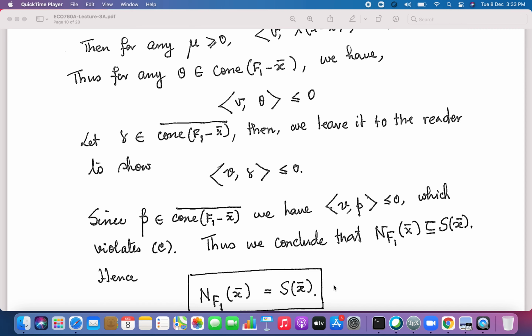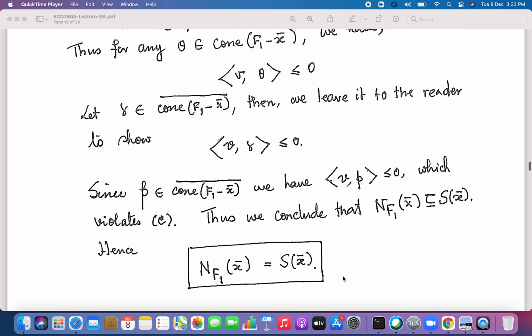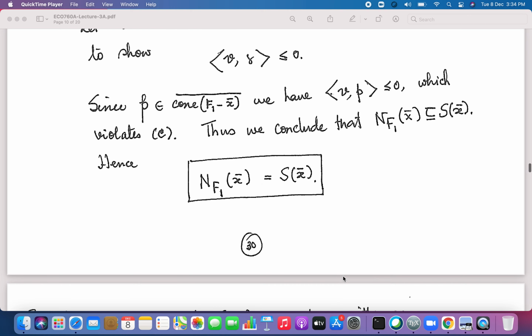In the last class, we had discussed that if you want to compute the normal cone of a convex set given by convex inequality constraints, then if you have the Slater condition, the normal cone is a polyhedral cone generated by the gradient of the active indices, right? So that's what we had learned.